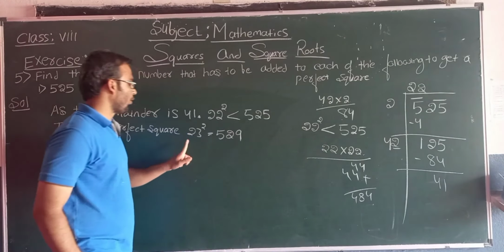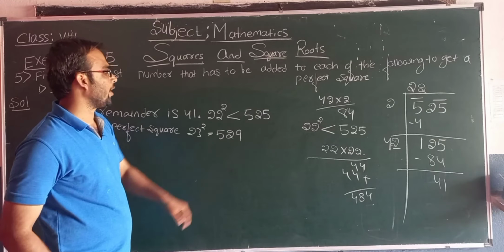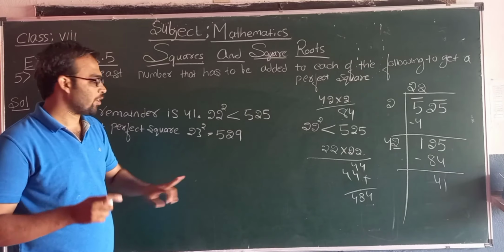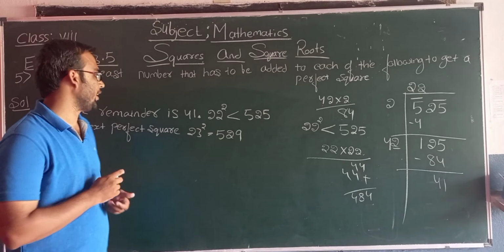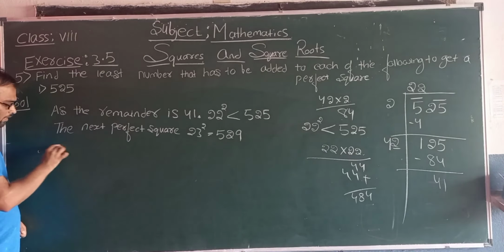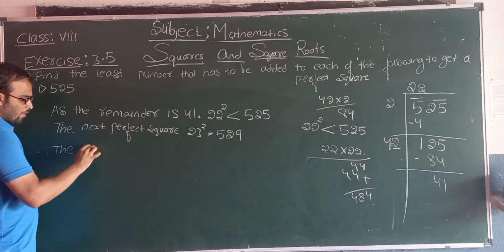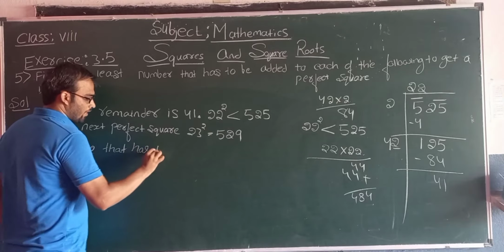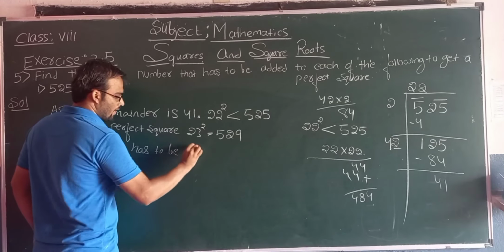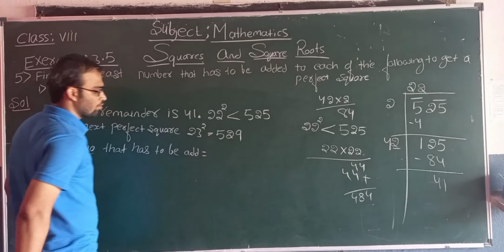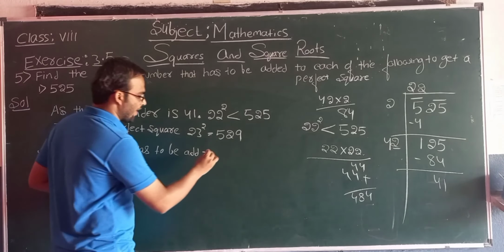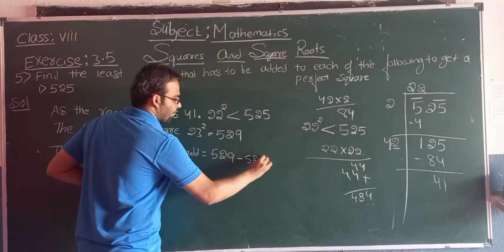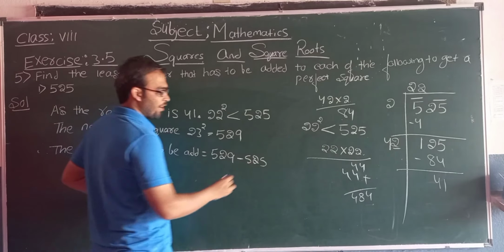529. Okay. So 23 square is what? 529. Look at here, students. Here they have given 525. And what is 23 square? 529. Okay. Therefore, the number that has to be added will be equal to 529 minus 525.